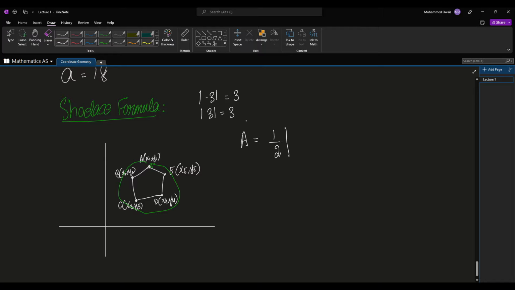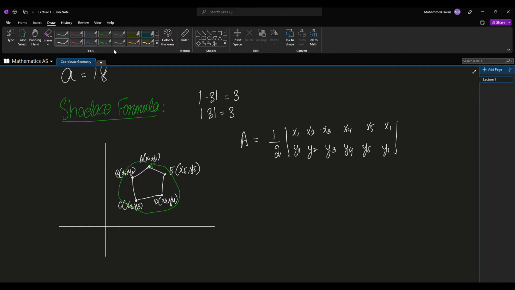So then, how do we do it? We begin from A. We write the coordinates of A, x1, y1. Then we write the coordinates of B, x2, y2. Then C, x3, y3. Then D, x4, y4. Then E, x5 and y5. And as I said, we start from A and then we return to A. Thus, the coordinates of A will be written again, x1 and y1, and lastly the sign of modulus.